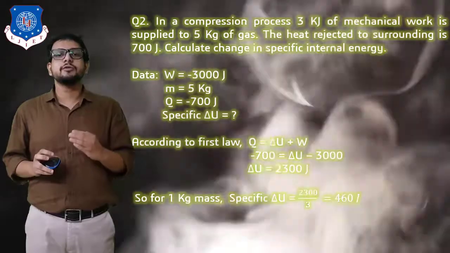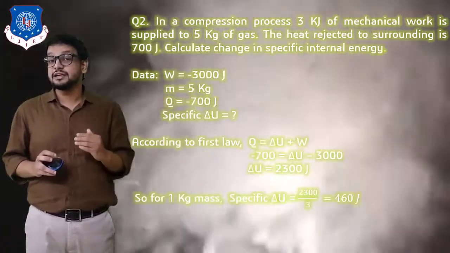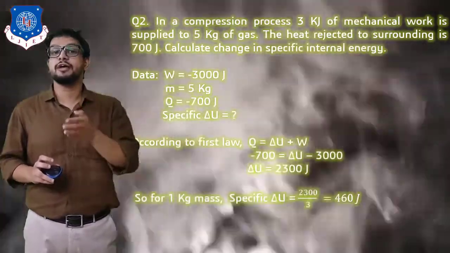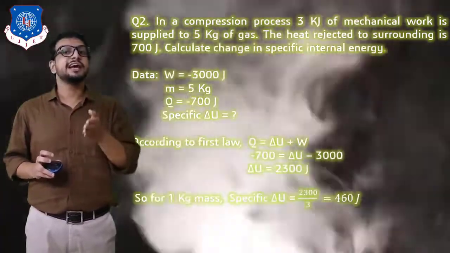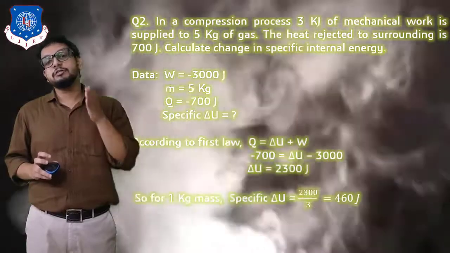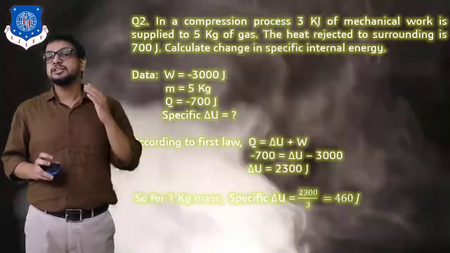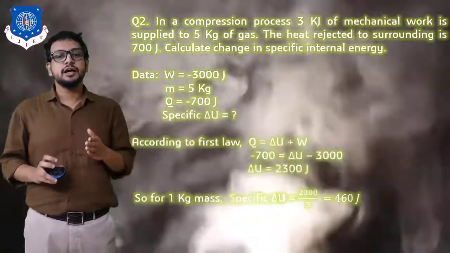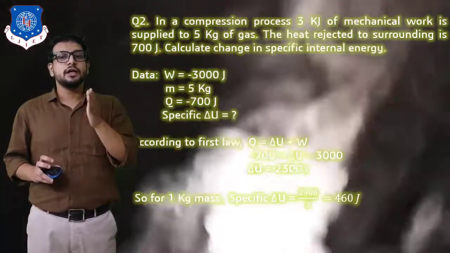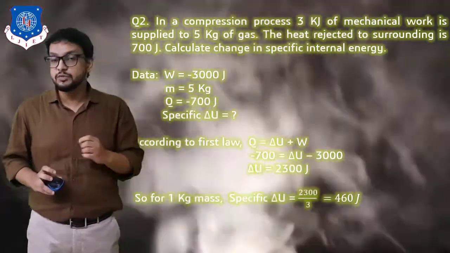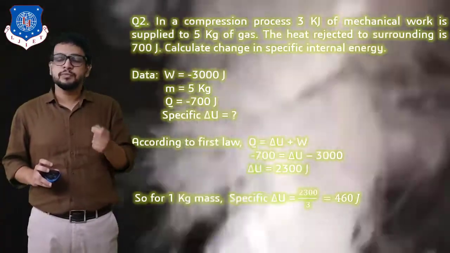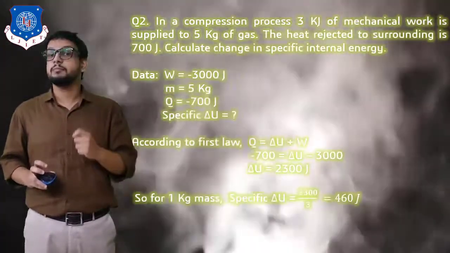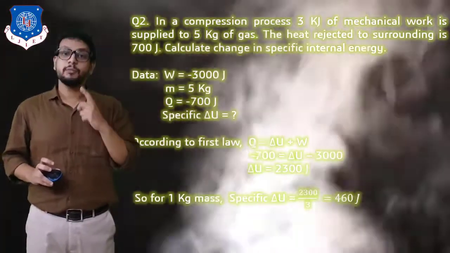Now the question is: in a compression process, 3 kilojoule of mechanical work is supplied to 5 kg of a gas. The heat rejected to the surrounding is 700 joule. You need to calculate the change in specific internal energy. The data given is work input. Now work is supplied, which means work is done on the system. So as we know, whenever work is done on the system, it is considered negative, and work done by the system is considered positive.